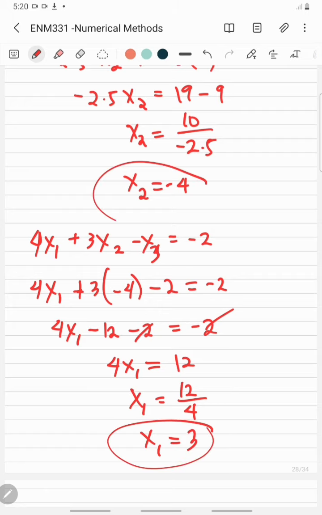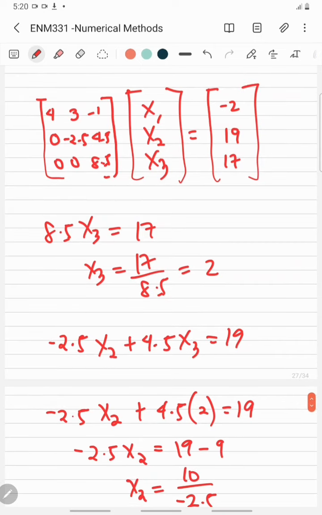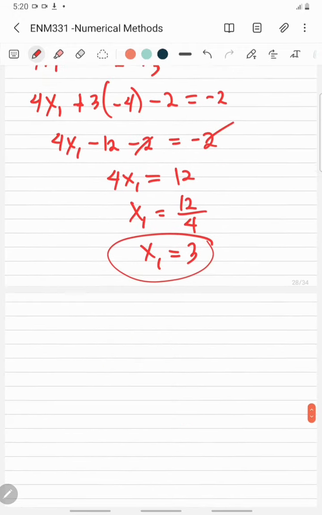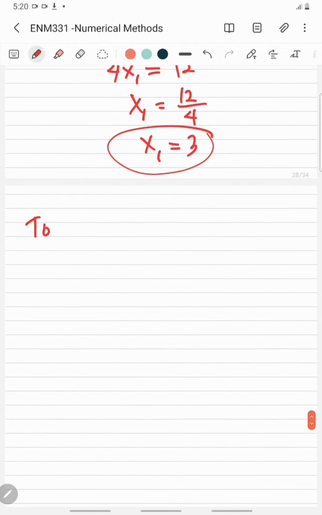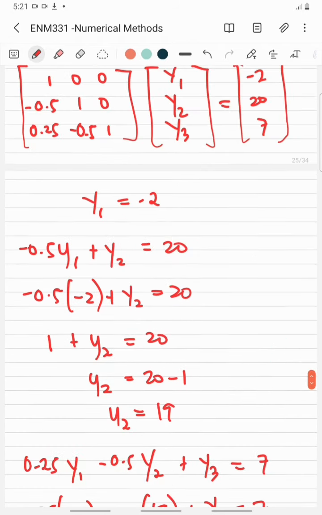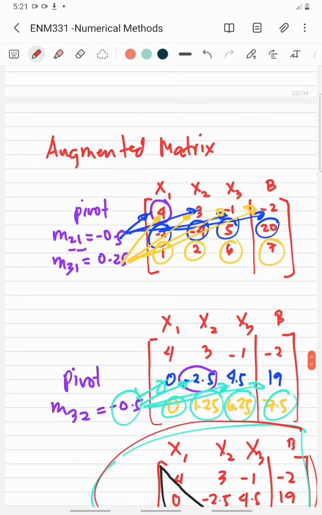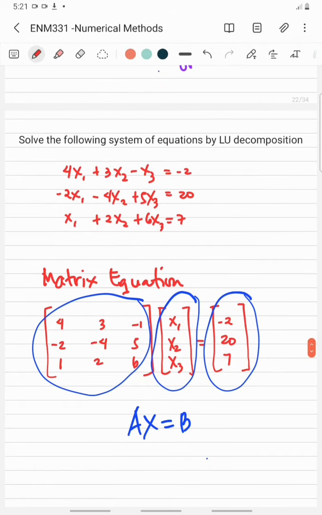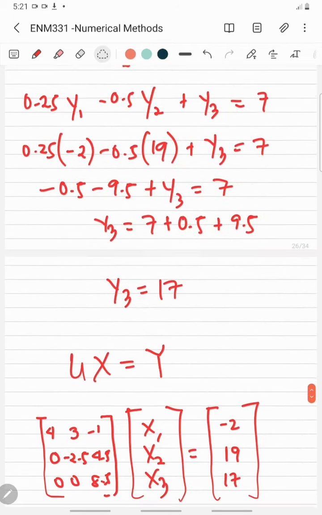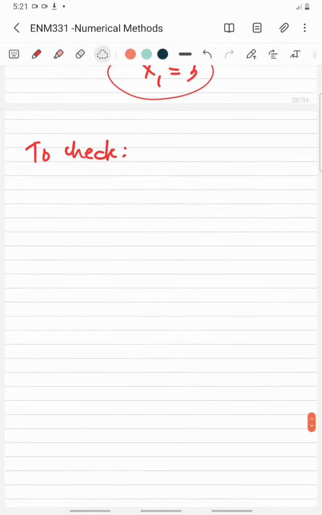So these are our answers for x1, x2, and x3. To check, I want you to check your answer. You have to substitute the values of x1, x2, and x3 to our equations. So we have here 3 equations. We have to check in order for us to know that our answers are correct.